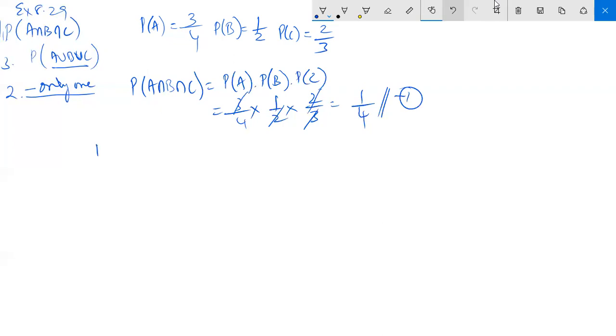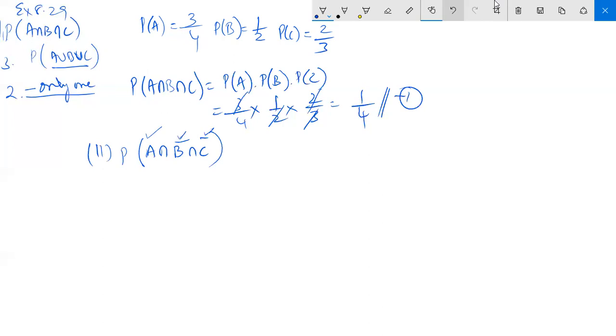Now, the second one. Only one of them hitting the target is very complex. P of A intersection B naught and C naught. What does this mean? A will hit the target, B will not hit the target, C will not hit the target. You understand?